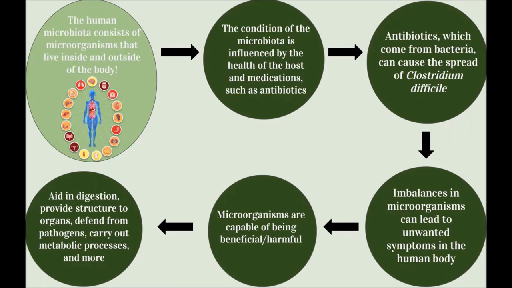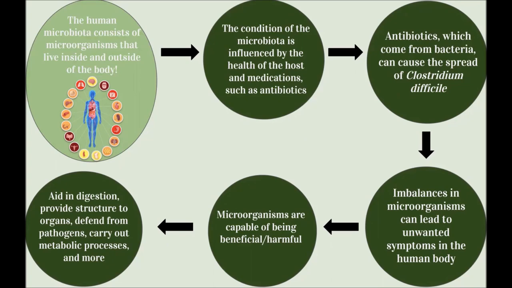Imbalances in microorganisms can lead to unwanted symptoms within the human body. A good example of this can be seen with Escherichia coli. When E. coli is introduced into the gut microbiota, specifically E. coli that comes from other organisms, usually meat, we become sick. That imbalance can cause unwanted symptoms. Microorganisms are capable of being both beneficial and harmful. They're able to aid in digestion, provide structure to organs, defend from pathogens, carry out metabolic processes, and more.